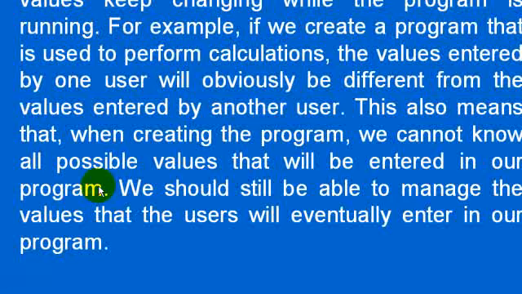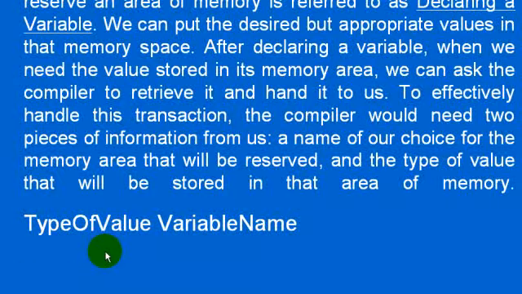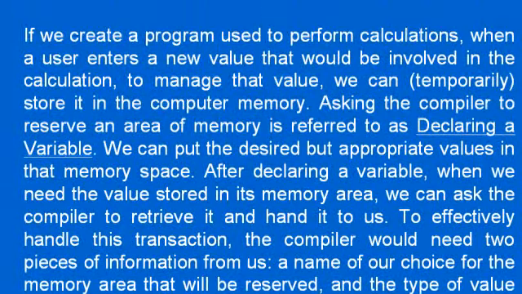So in such a scenario, we should still be able to manage the values that the users will eventually enter in our program. We have to devise a mechanism that would handle the different sets of values that the users may input, and that will be done with the help of variables. A variable is actually a location in the memory which has been assigned a unique name and where data may be stored on a temporary basis. Moreover, the data may be changed as and when required.